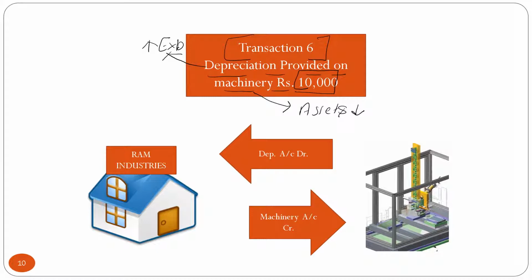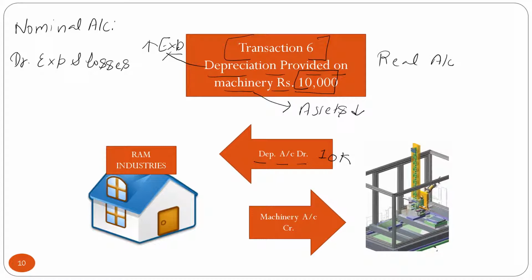So for depreciation, we use nominal account rule: debit all expenses and losses. So we debit depreciation account by 10,000. And for asset, we use real account rule.